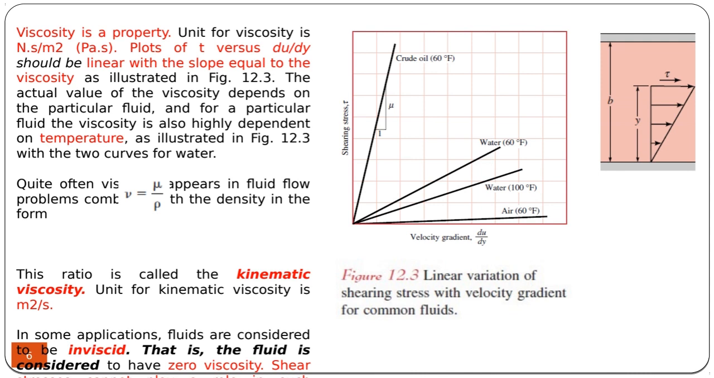For instance, if you take out honey from the refrigerator, it's very difficult for the honey to flow, right? Because its viscosity is very high. But if you heat it up, it will become much easier for the honey to flow because its viscosity will be less and less.